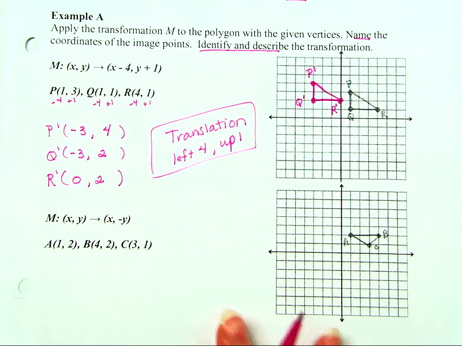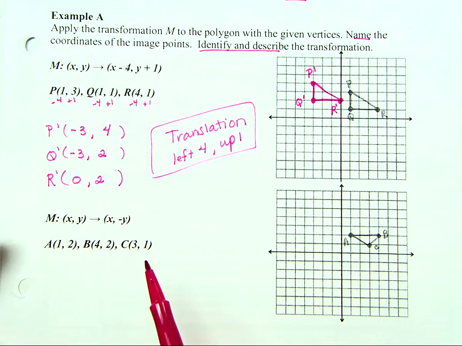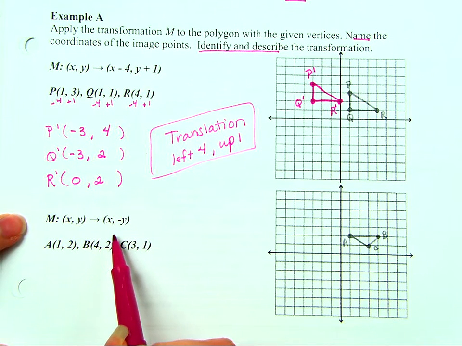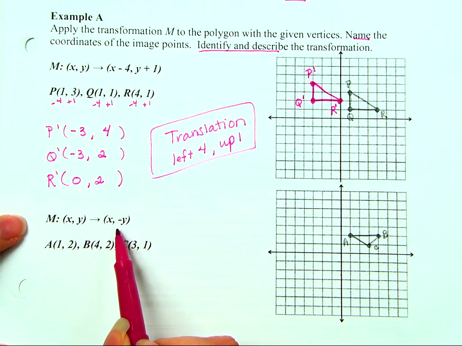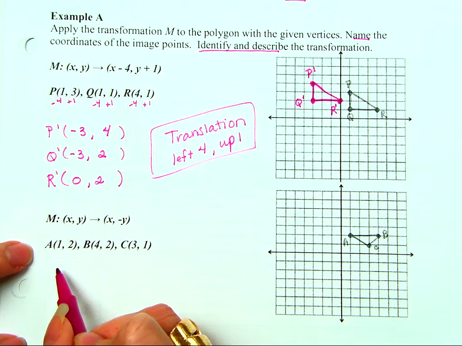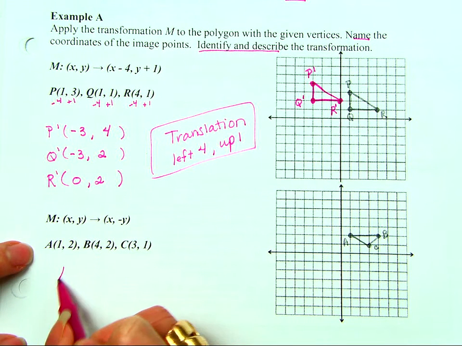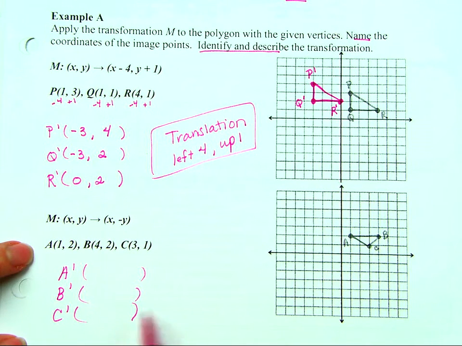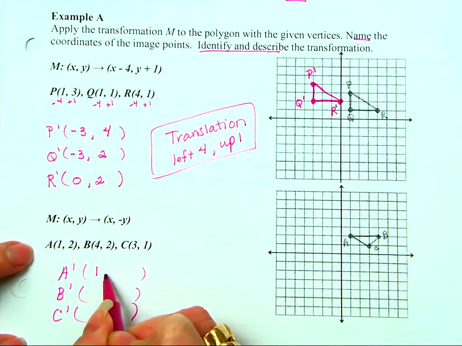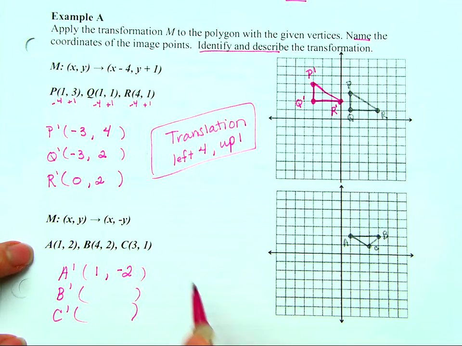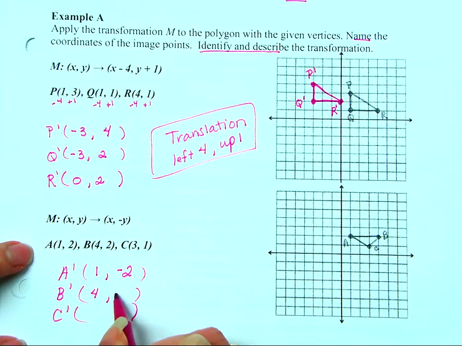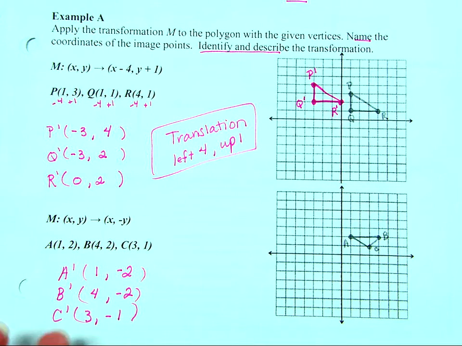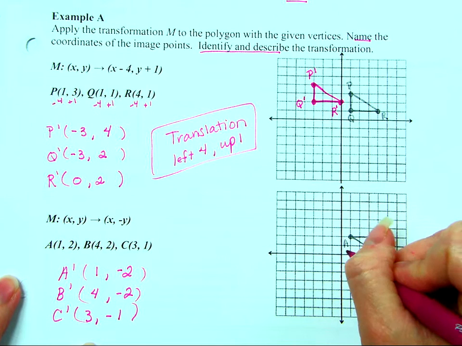Looking at the second transformation, my rule says to take my point x, y and map it to x, comma, negative y, or really that negative sign meaning the opposite of y. So I have A, B, C plotted on my graph. I'm going to go ahead and find A prime, B prime, and C prime. I know that my x value is going to remain the same, but my y value is going to be the opposite. And in this case, all of my positive y values are now going to become negative. I'm going to go ahead and do some graphing.